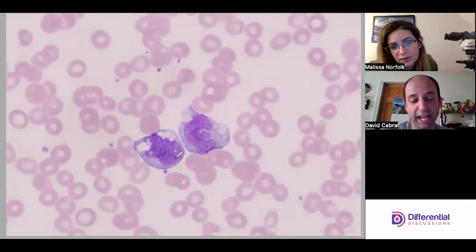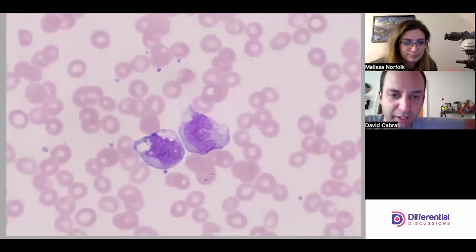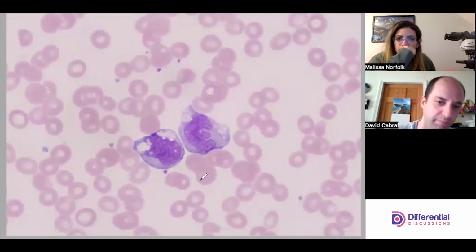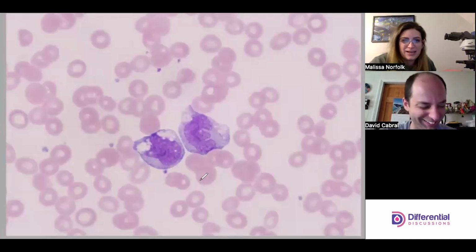Yeah. And again, the nature of a monocyte nucleus makes it even more difficult because they kind of bend and fold around. It almost looks like there's a smiley face in there. Do we have a category of cell for smiley faces? Happy cell.